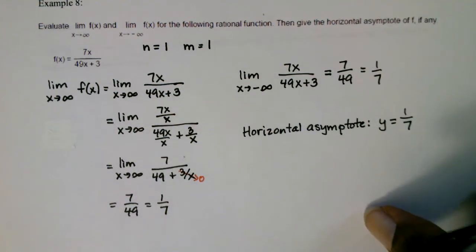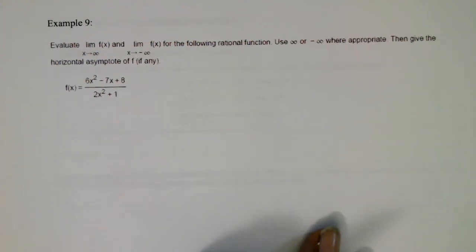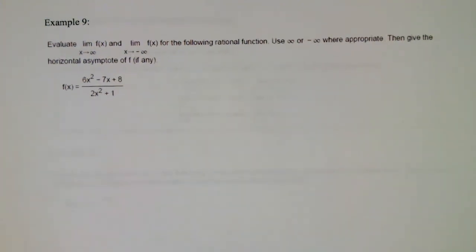Okay. All right, now let's look at example 9 on the next page. Evaluating the limit as x approaches infinity of f of x and the limit as x approaches negative infinity of f of x for the following rational function, use infinity or negative infinity where appropriate. Then give the horizontal asymptote of the function f, if there is one.